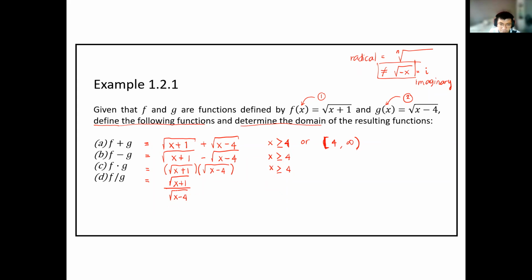So instead of having x greater than or equal to 4, we won't be including 4 here, because if we put 4 as the value of x in the denominator, it's going to be 0, right? 4 minus 4 is equal to 0. Then square root of 0 is still 0. So meaning our domain here is x is greater than 4 only.